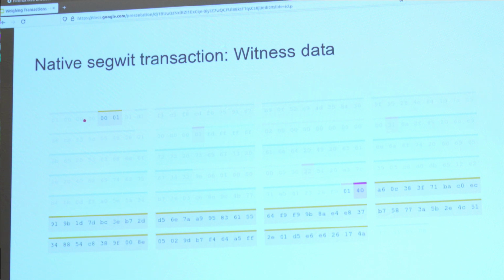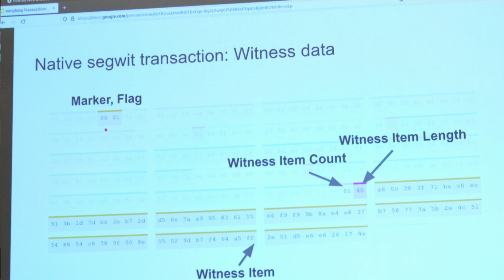So what we put here with the marker and the flag is: hey, this is a new format, and old nodes shouldn't even read this. You got this by accident. Don't parse this. And then the flag indicates this transaction has a witness section. The witness section is inserted after the outputs, before the lock time. I saw a question there.